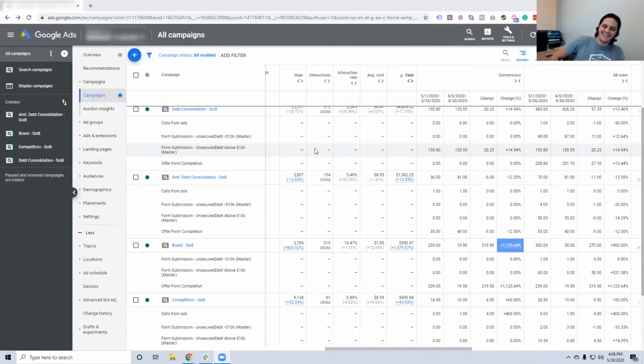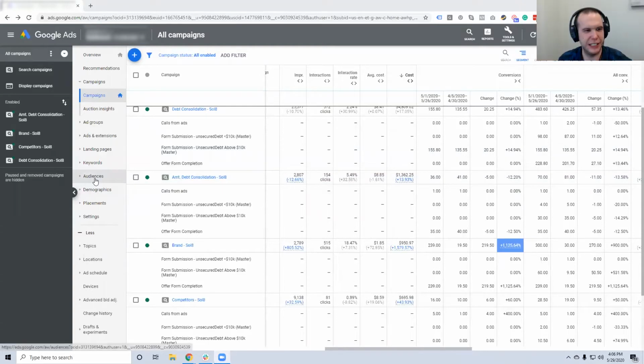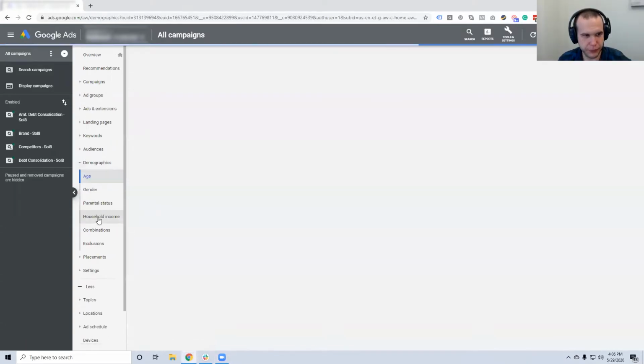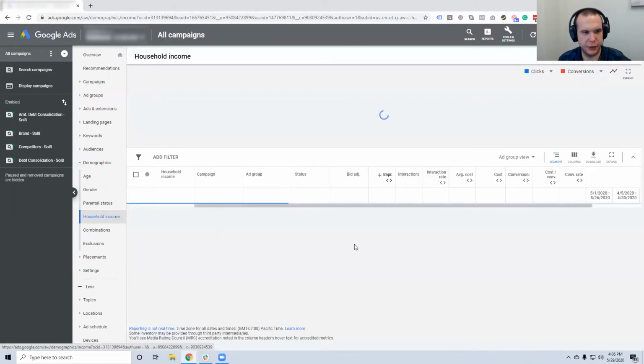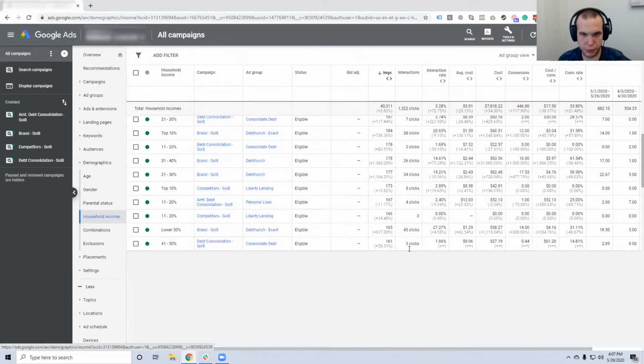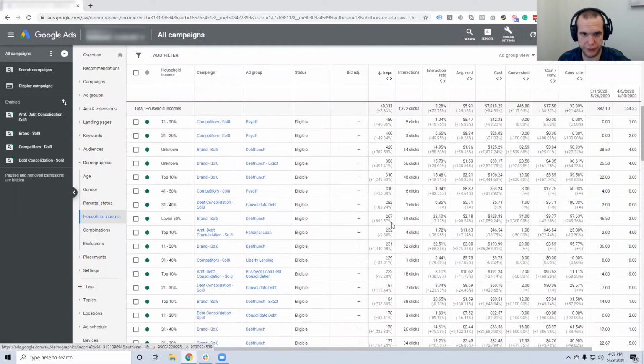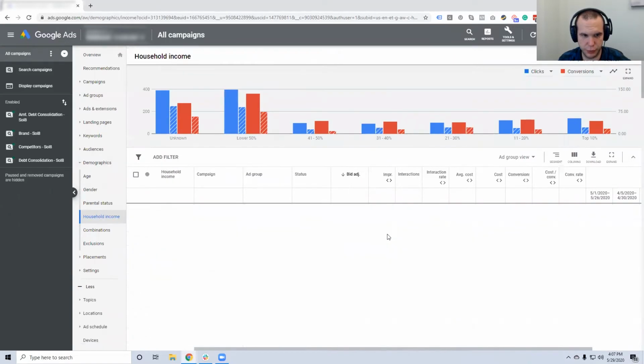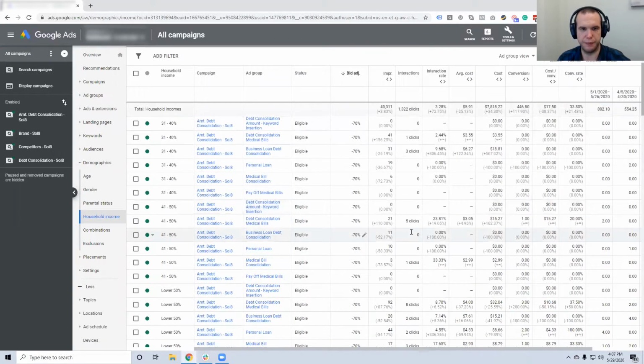Gotcha. Perfect. So looking at the demographics, let me go here to household income. You'll see the bid adjustments: we put negative 70% bid adjustments on people that have the income range of 31 to 40%, 41 to 50%, and everyone lower 50%. So we're basically only attracting the top 30% of income earners in the United States.